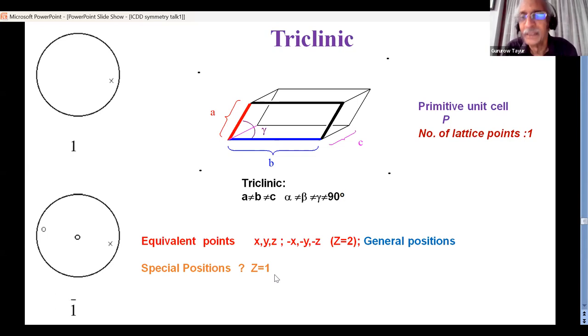And then eventually the positions of the atoms, which, as we have already seen with equivalent points, will be expressed in terms of x, y, z. So we get the realistic positions of the atoms inside the crystals. So this is where we stop.